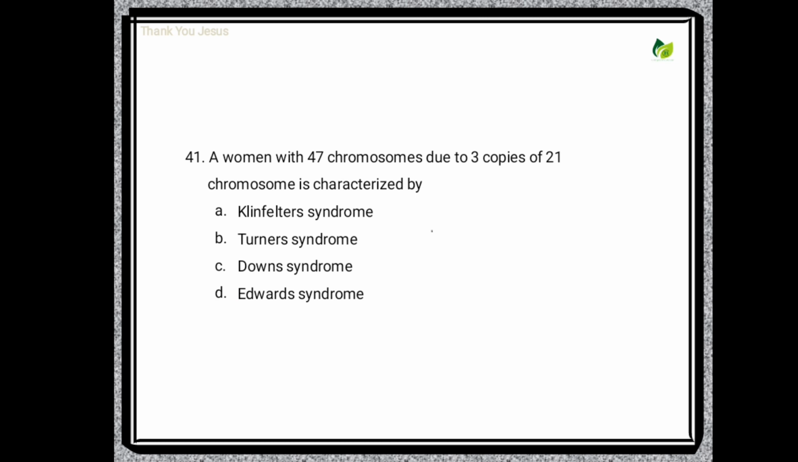Options are Klinefelter syndrome, Turner syndrome, Down syndrome, Edwards syndrome. The correct answer is Down syndrome. Okay, there the 47 chromosomes, with the 21st chromosome present in 3 copies. So a woman with 47 chromosomes totally, one chromosome extra present in Down syndrome. Okay, let's see the next question.